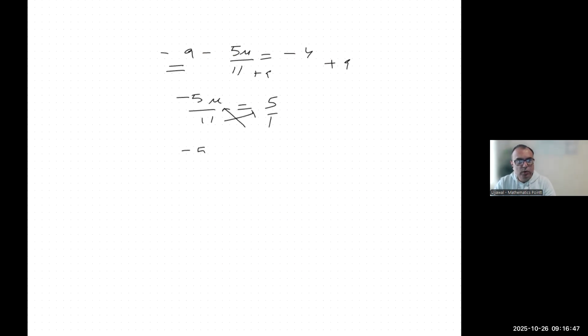Negative 9, in case there's a confusion floating around. Negative 4, I get rid of this 9 by adding 9, and I'm not putting the brackets just to save time. Apologies for that. So you have negative 5u over 11 equals 5. I love doing cross multiplication. That's the easiest and the quickest way to solve it. u equals negative 11.